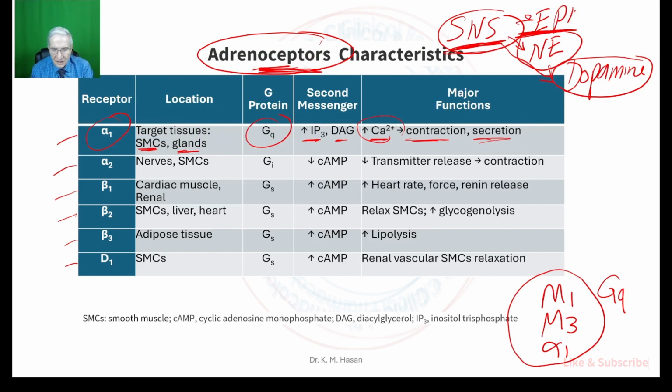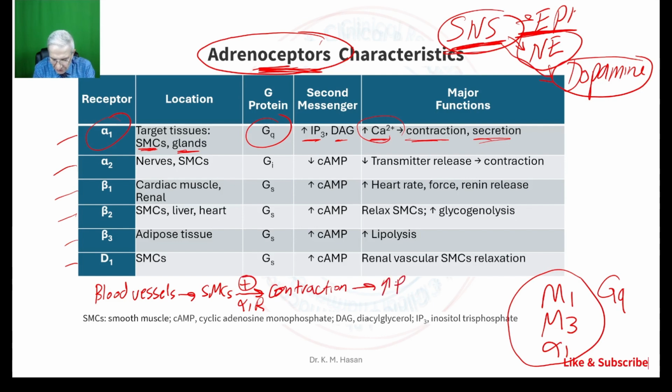So the alpha 1 receptor is available in the smooth muscle cells. For example, if you talk about blood vessels, we have smooth muscle cells in the blood vessels innervated by alpha 1 receptor. If you activate alpha 1 receptor, this will lead to contraction and increased peripheral vascular resistance, and this will lead to increased blood pressure.